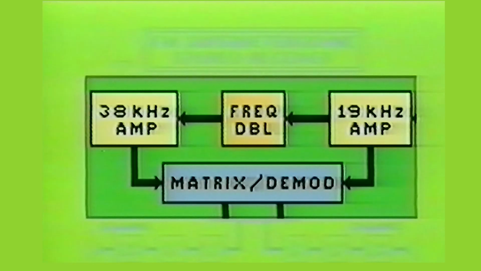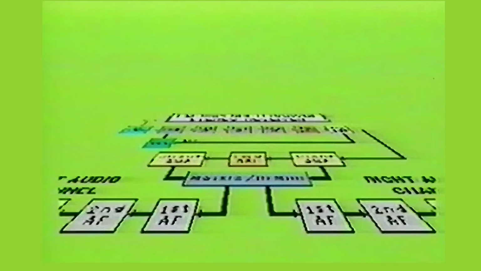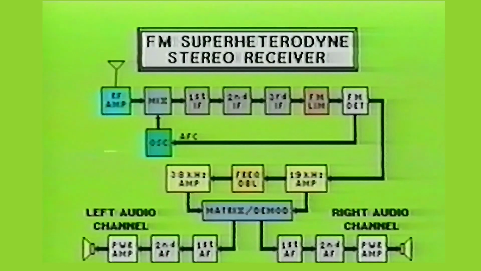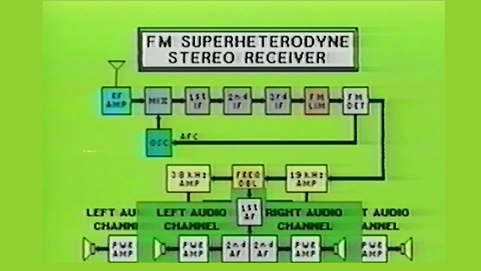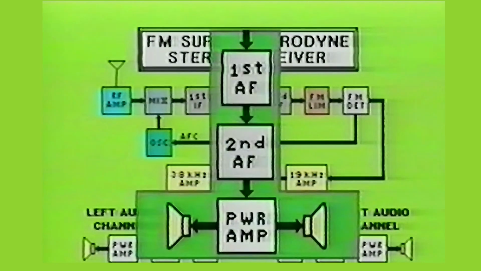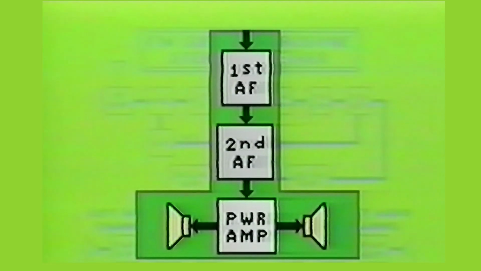The multiplex demodulator stage then detects and separates the left and right audio channels from the complex signal. The left and right audio signals are then fed into identical audio circuits. The audio frequency amplifiers boost the signal strength to a level sufficient to drive the power amplifier sections. The power amplifiers are typically designed in a push-pull configuration so that enough power can be generated to operate the speakers.